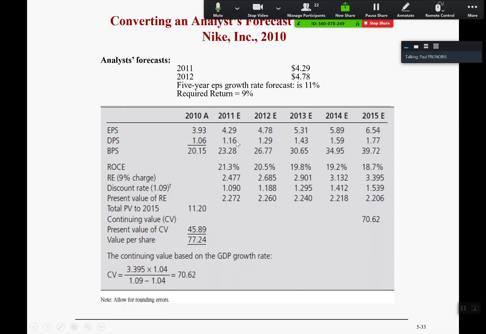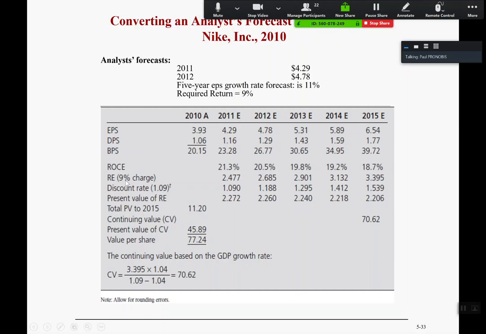Having the earnings per share and the book value per share, we can calculate the return on common equity. It's just earnings per share divided by book value per share, right? Earnings divided by book value of equity. So we find that the return on equity for Nike for the next 5 years is going to go down slightly.